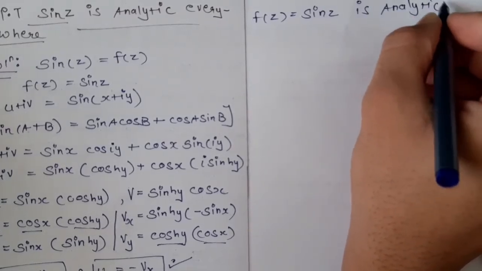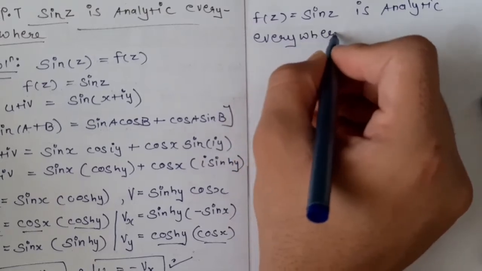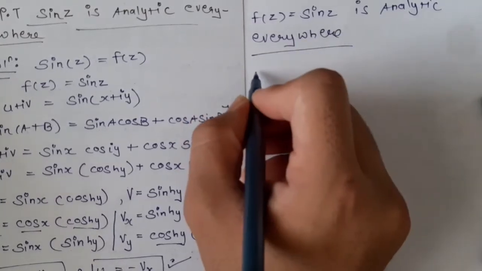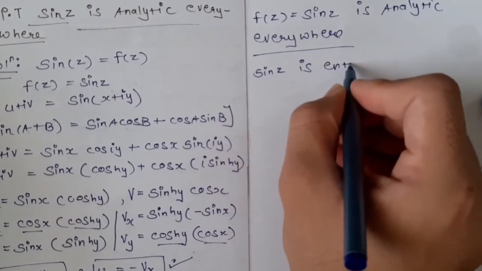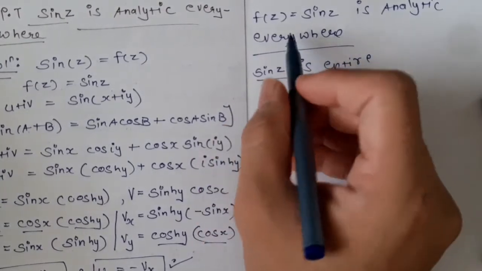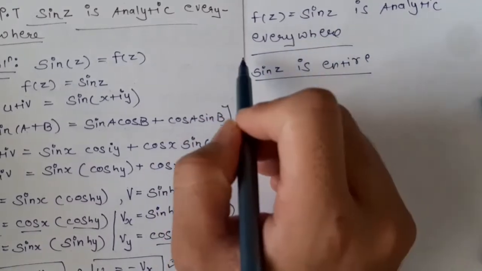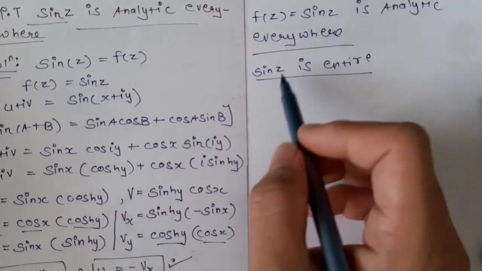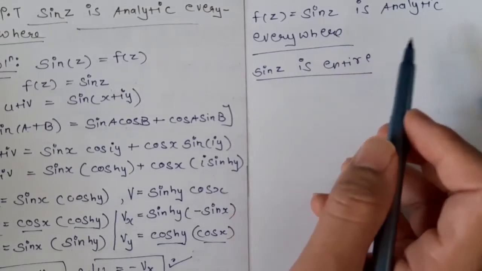Now as the function is analytic everywhere, the function is entire, therefore sine z is entire. Okay, this is the extra part. This is our question, that we have to prove that sine z is analytic everywhere. So we have proved our question, and the extra part is that, as the function is analytic everywhere, sine z is entire. Okay.